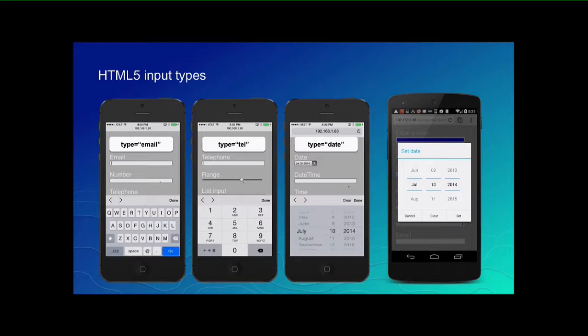So if you're not using our components and you're writing your own components, some of the things you can do to make life easier for your end users is using the HTML5 input types, and that will pull up the default picker or keyboard on the phones.